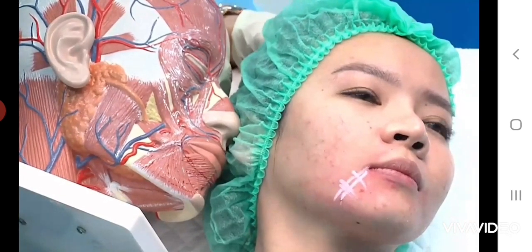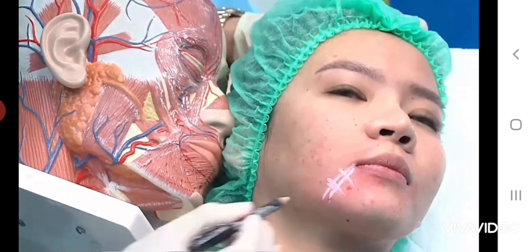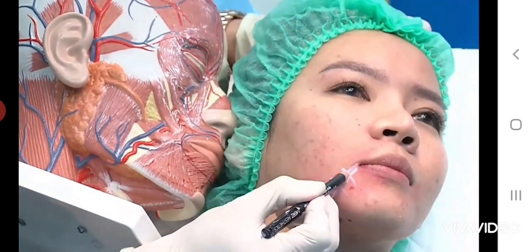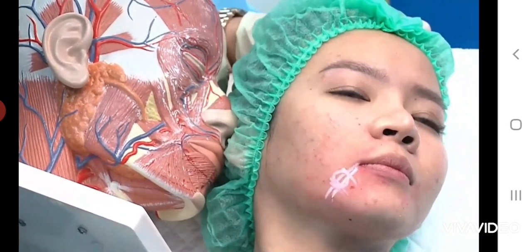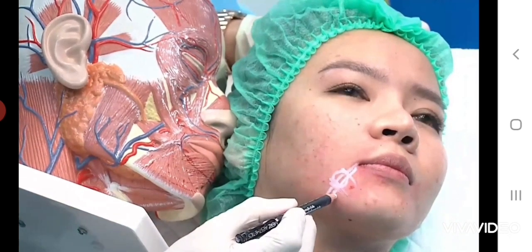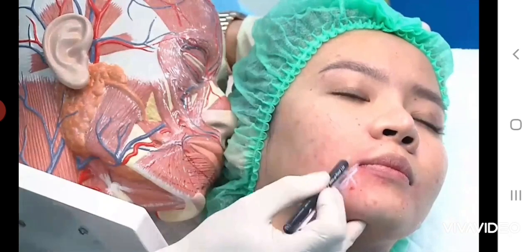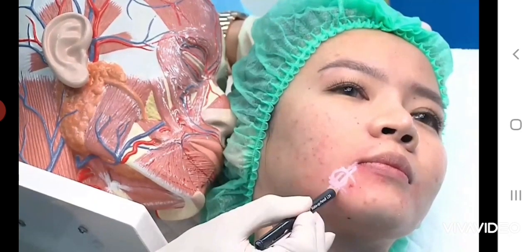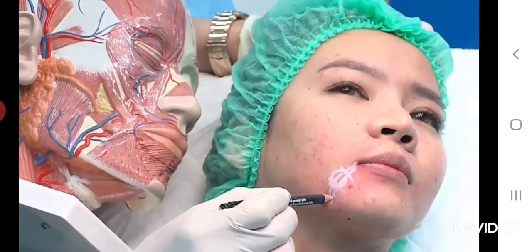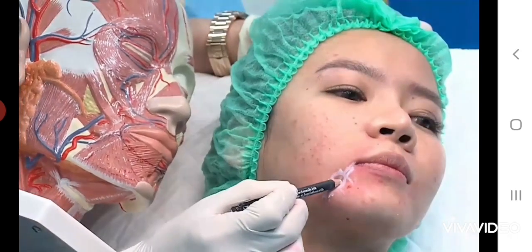We will divide it into three parts, okay? And we want to relax only this part. We don't want to relax here and here because this is too close to the orbicularis oris. And this area we can inject here, but I don't want to. I just inject here, which is enough.